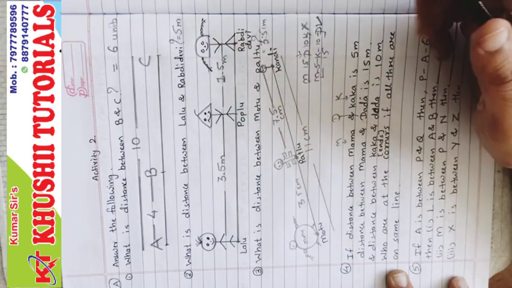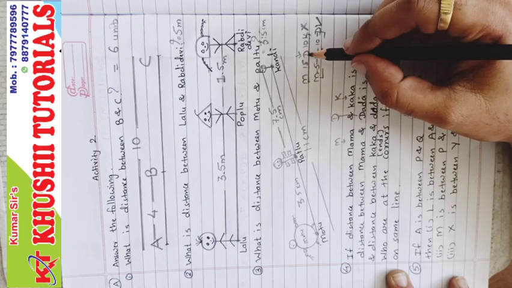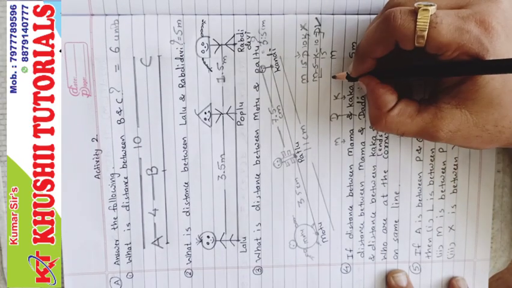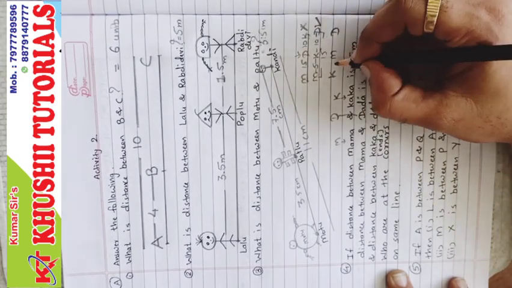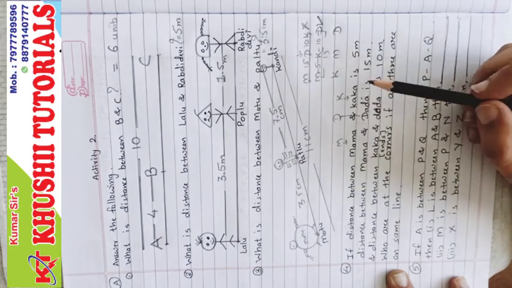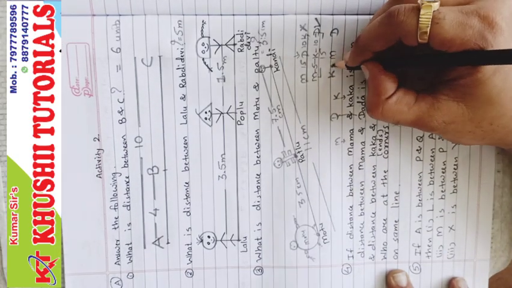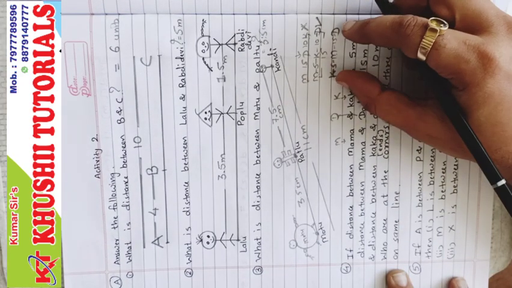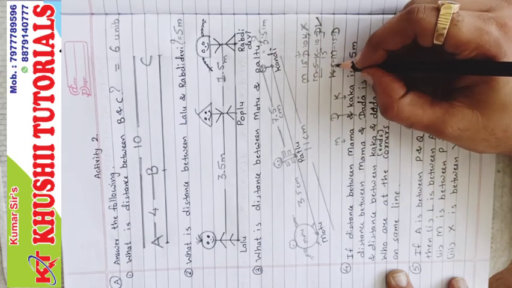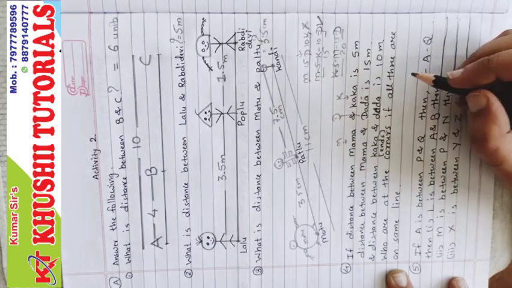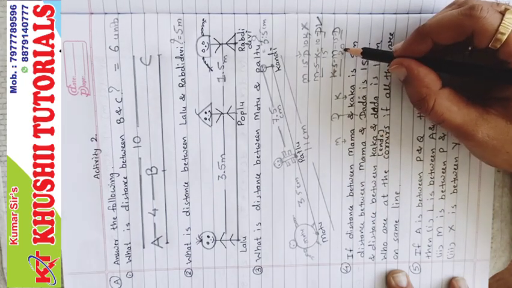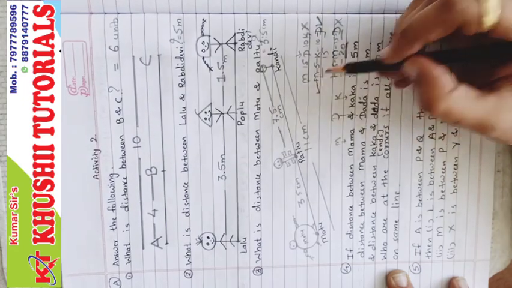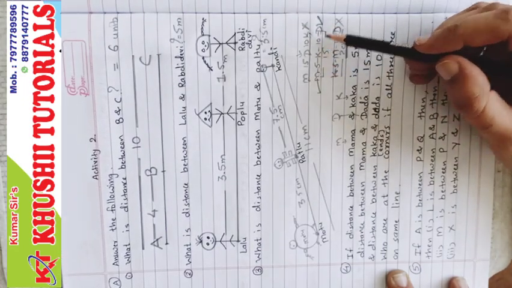Let's think of the third option. Earlier Dada was in between, then Kaka was in between, now Mama is in between Kaka and Dada. Kaka and Mama is 5, and Mama and Dada is 15. So Kaka and Dada should be 5 plus 15, which is 20. But here it is given as 10, which is incorrect. So the first and third are incorrect, and this one is correct: Mama, Kaka and Dada.